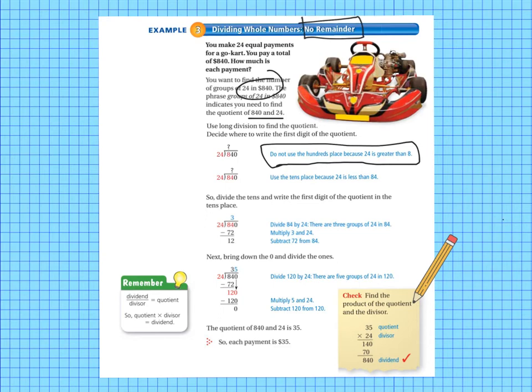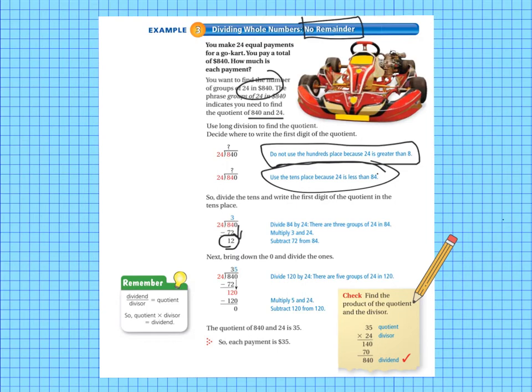And then you go, does 24 go into 84? Well, yes, it does. So that's where we're going to put our first digit, over the 4. So we divide the tens and write the first digit of the quotient in the tens place. 24 goes into 84 3 times, and 3 times 24 is 72. That gives us a remainder of 12, and we bring down the 0.